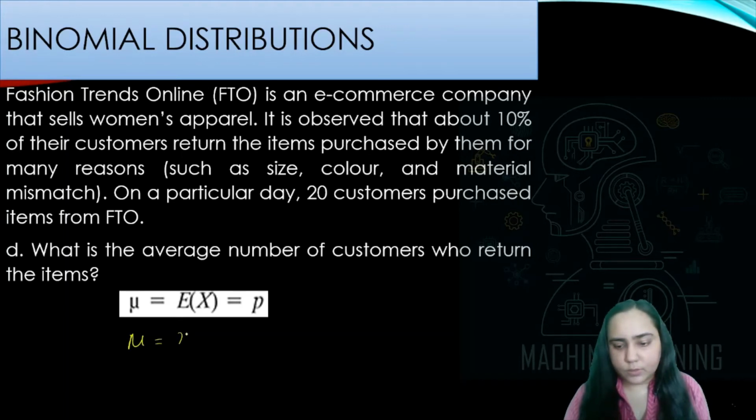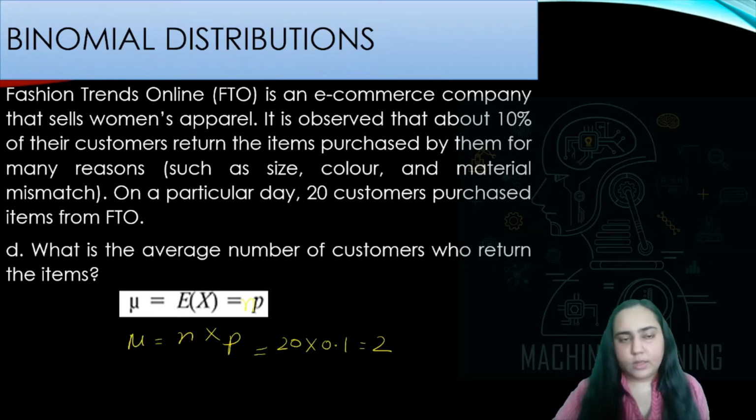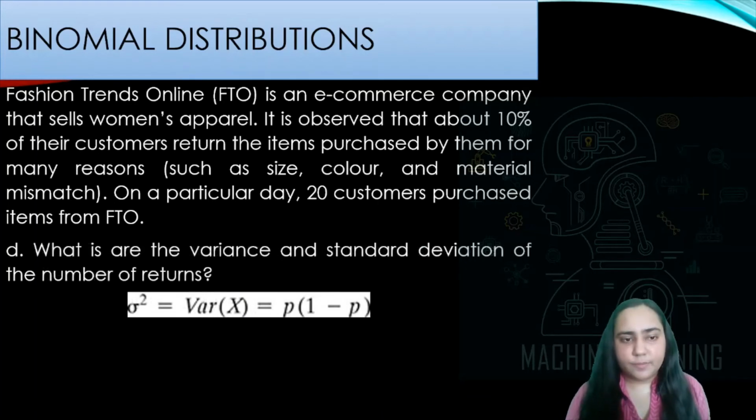mu is equal to n times p. Actually, the value of the mean is not p, it is actually n times p. And the value of n times p is 20 times p, which is 0.1, and that would give you 2. So that is the answer over here. 20 times 0.1 equals 2. And let's proceed to the next one.